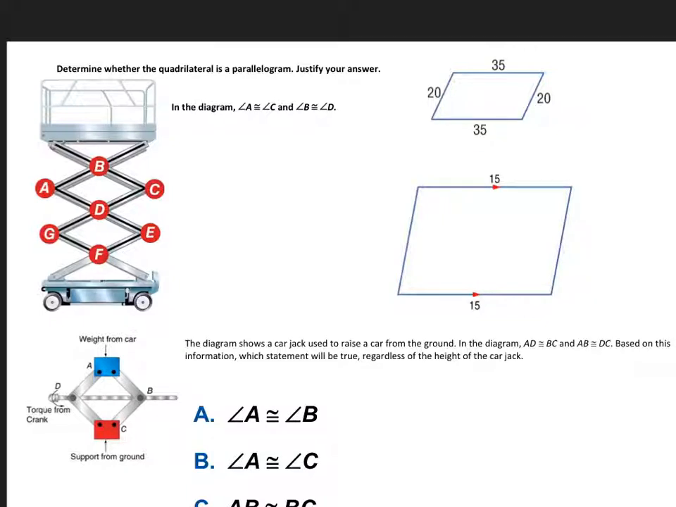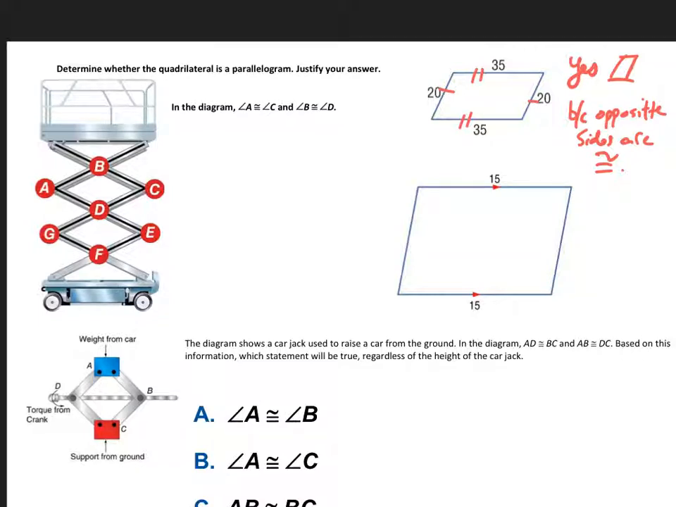So I'm going to go on and add some markings. I know that this side and the side right here with the 20s are congruent, and I know the sides with the 35s are also congruent. So looking at here, I'm definitely going to say, yes, this is a parallelogram. And remember the shorthand notation, that's parallelogram. So yes, it's a parallelogram. Why? That's the most important part. Why is this a parallelogram? And that's because opposite sides are congruent. And remember that notation, that's the congruent symbol. So yes, that quadrilateral is a parallelogram.